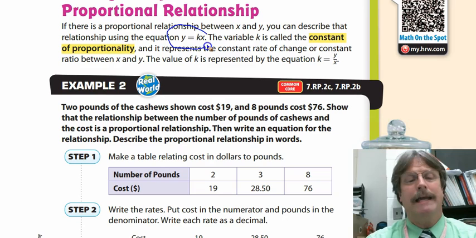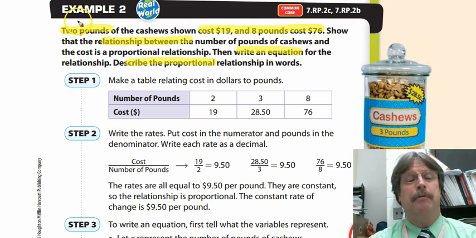So in the next example here, they're talking about the equation again. Okay, so here's the y equals kx, and then of course here's the k equals y divided by x. K is the constant of proportionality. In the example, I've highlighted the information already. So 2 pounds of cashews cost $19 and 8 pounds cost $76. Show that relationship between pounds and cost.